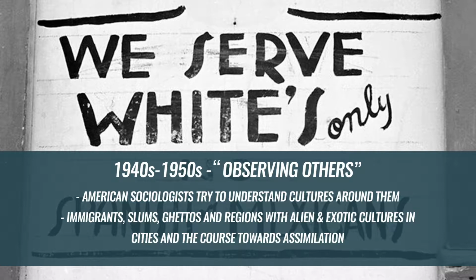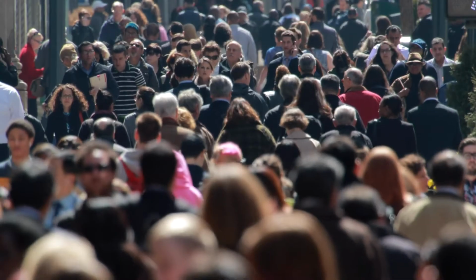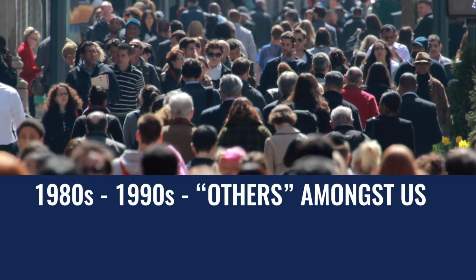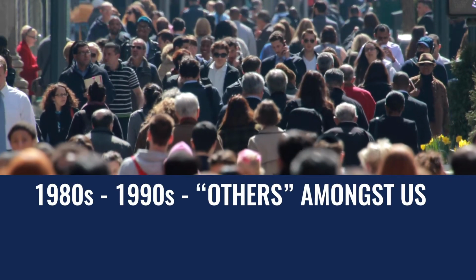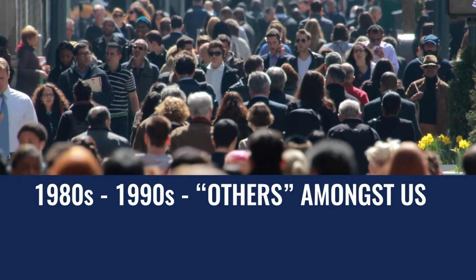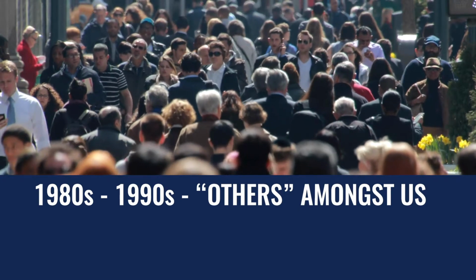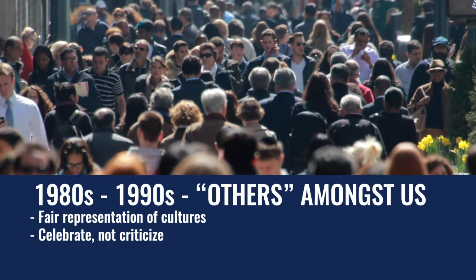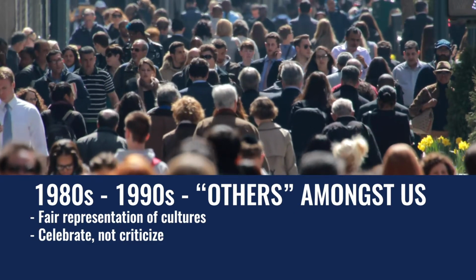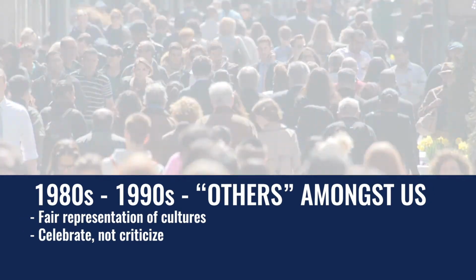In the 1940s, prominent researchers began to understand that the others were actually living amongst them. Immigrants, minorities, and people living in slums and ghettos were deemed inferior to the regular Caucasian man, and were studied by many to understand the differences of populations within cities and the course to assimilation. The third moment of ethnographic history was during the 1980s and 1990s, when researchers began to understand that those who used to be considered as the others, mainly African Americans, Mexican Americans, and Asian people, needed to be represented fairly, and that the different cultures should be explored and celebrated, rather than criticized.